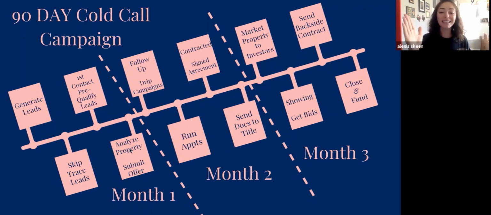So within this 90-day process, you've gone through everything, every single step: generating leads, skip tracing, analyzing properties, submitting offers, following up, running appointments, getting the agreement signed, sending the agreement to title, marketing, getting bids, submitting the backside contracts to title, and then finally closing and funding. Holy moly, this is so much going on, but I promise you, you can do it if you break it down in these little steps and you don't overwhelm yourself.